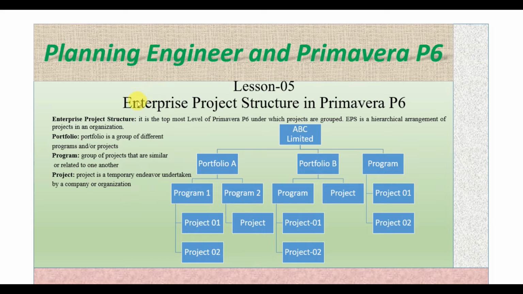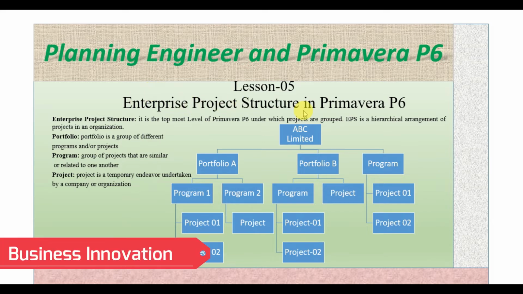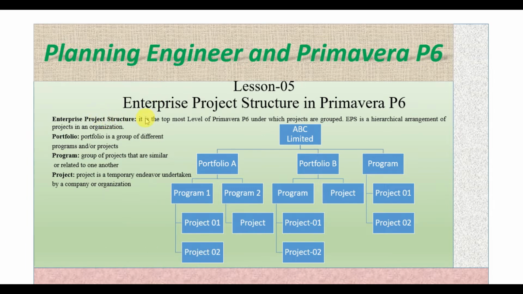Okay, now we will start from the enterprise project structure in the Primavera. What is enterprise project structure? It is the topmost level of the Primavera P6 under which projects are grouped. EPS is a hierarchical arrangement of the project in our organization. What is actually an EPS? EPS, as from the name, it's clear that enterprise project structure.